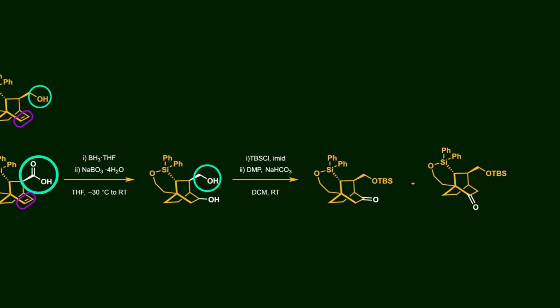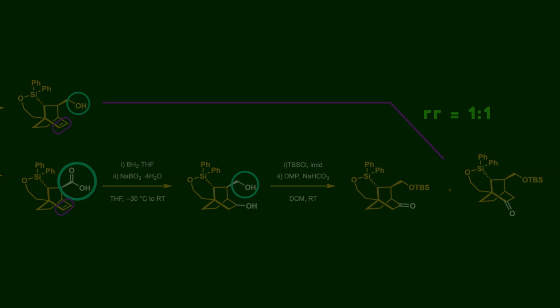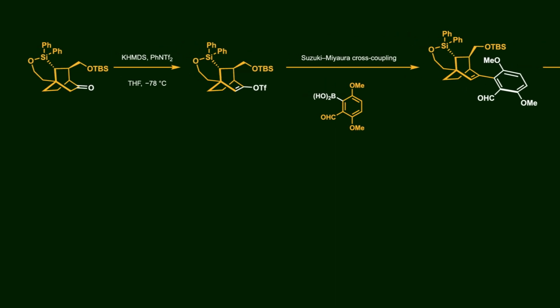After protecting the primary alcohol, Dess-Martin oxidation resulted in the desired ketone along with its regioisomer. If the reaction started with the alcohol in the previous step, a mixture of two regioisomeric ketones was produced in a 1-to-1 ratio. This indicates that the carboxylic acid is a more effective directing group than the alcohol. In the next step, deprotonation of the ketone with KHMDS followed by the addition of phenyl triflimide produced the desired vinyl triflate. The palladium-catalyzed Suzuki cross coupling between this intermediate and the boronic acid gave the tetracyclic compound.